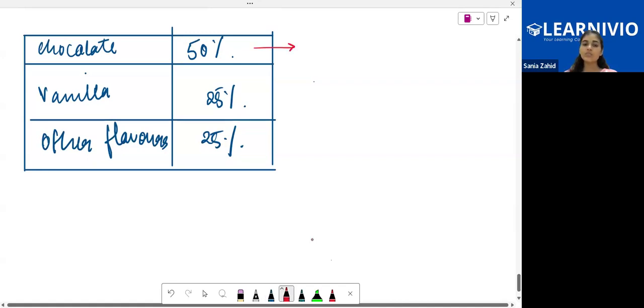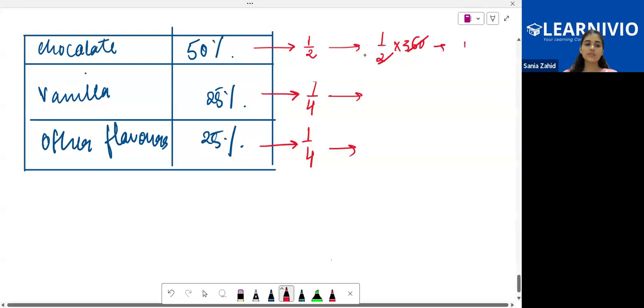Okay, so the fraction for 50 will be 50 by 100, which is 1 by 2. What will it be for 25? 1 by 4. And again 1 by 4. Now you have to find the angles. For finding the angles, you will multiply this fraction with 360. So multiply 1 by 2 into 360. What will you get? 180. Right? You will get 180 degrees.